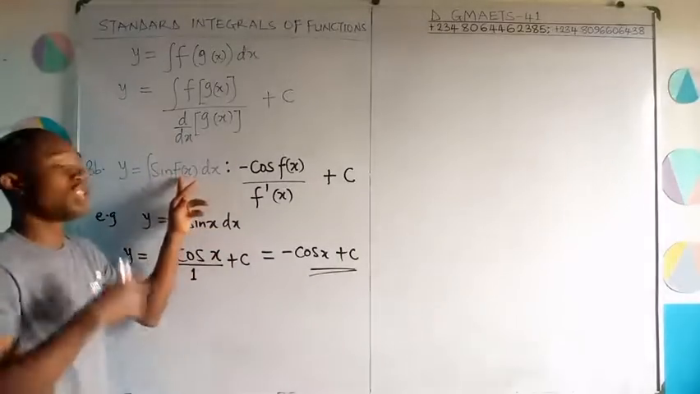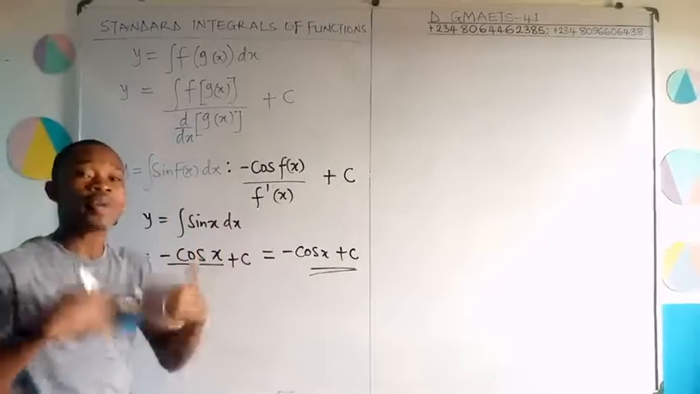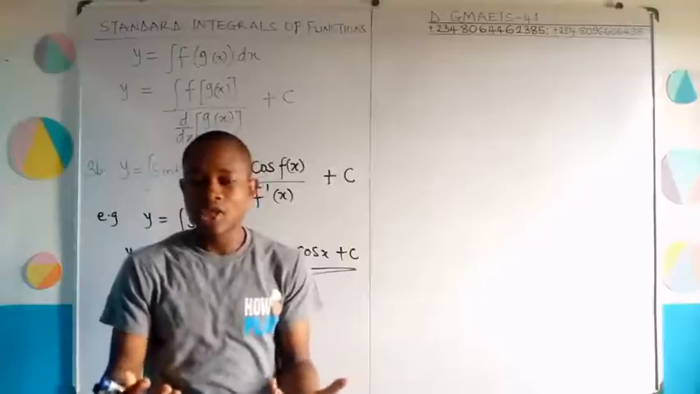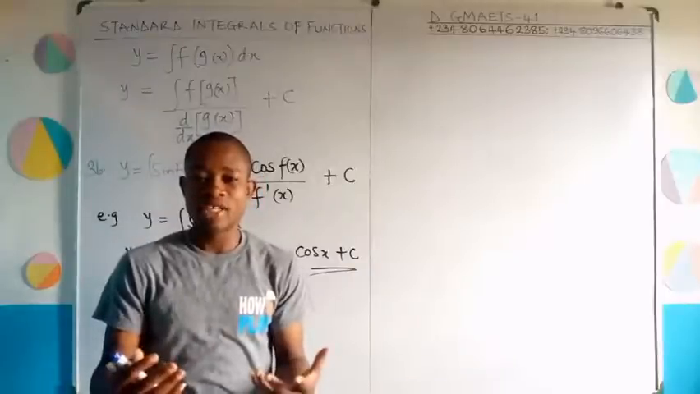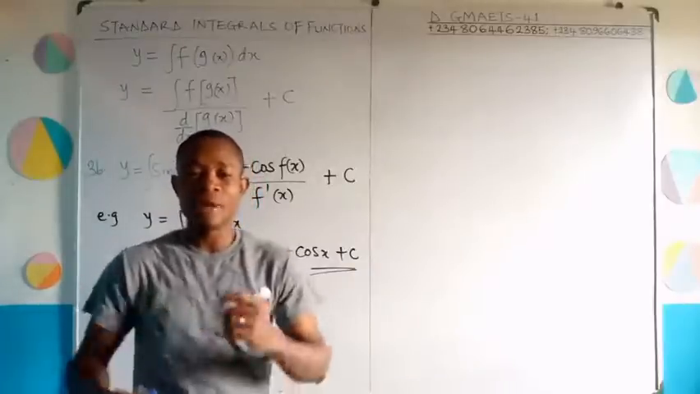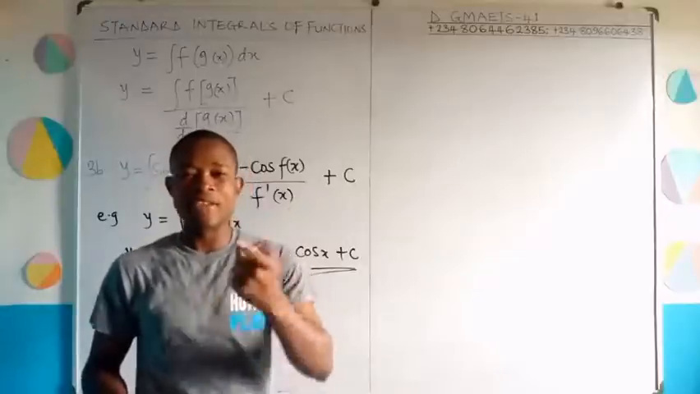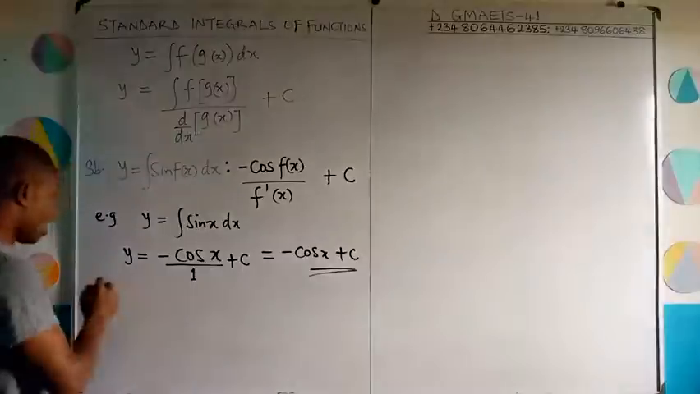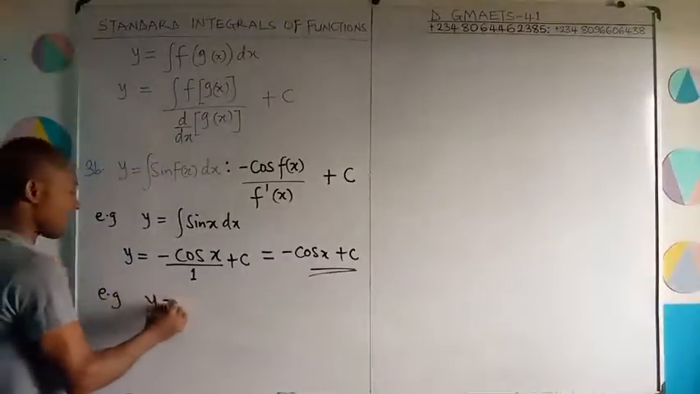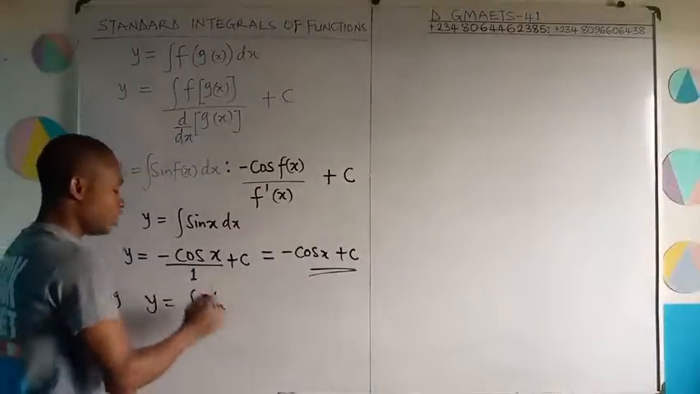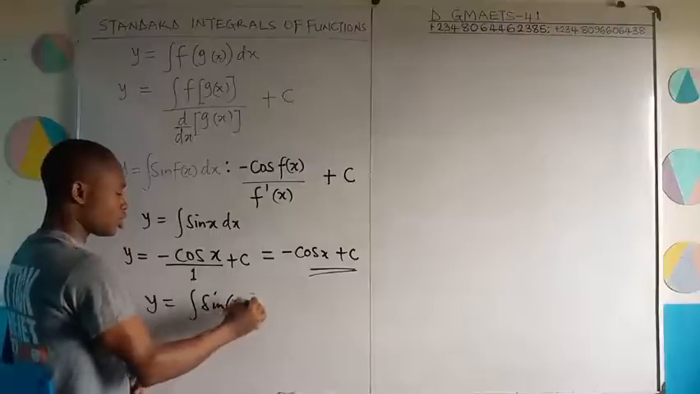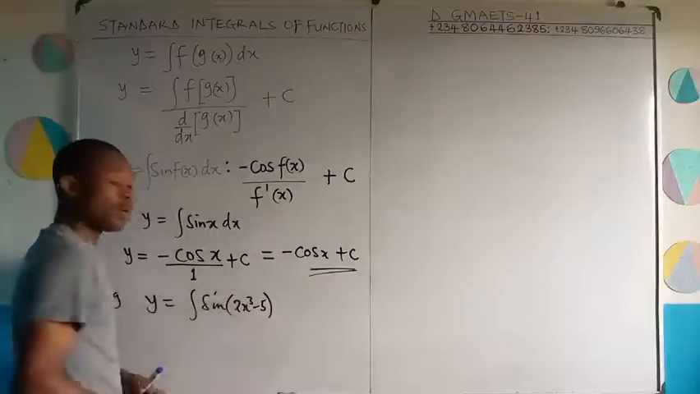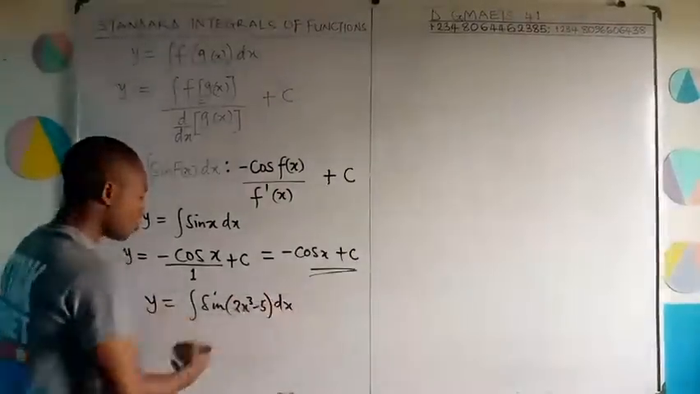I prefer using f of x instead, where I would tell my audience that they should remember that in each case we need to divide by the derivative, by the differentiation of the minor function. Okay, let us look at another example. You're given y to be integral sine, open bracket, 2x raised to the power 3 minus 5, dx. So how do we integrate this?